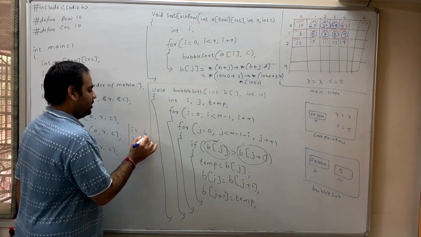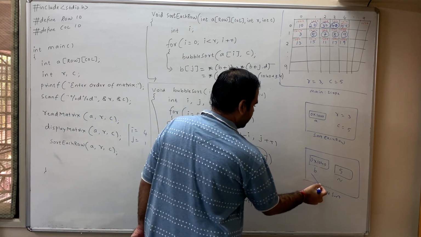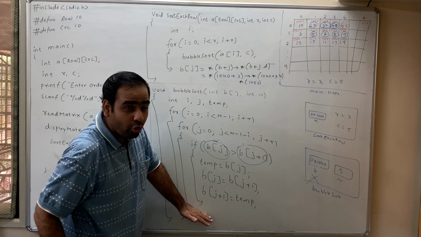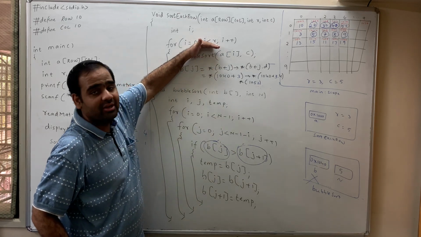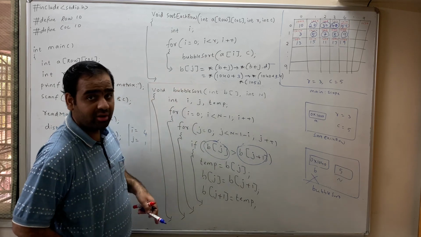We say i plus plus, i is 4, 4 less than 4 is false. You come out, the closing bracket of the function is taken as return, the scope dies and you go back to the point from wherever it is being called. This is the point from where it is being called and I have worked it line by line.